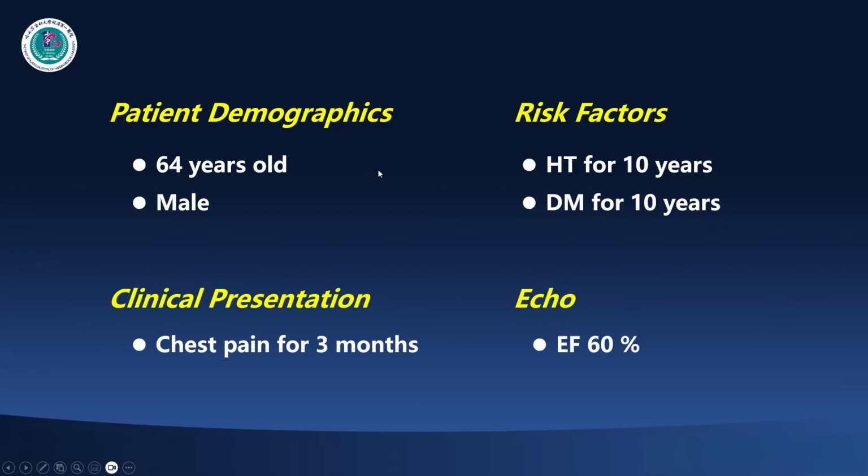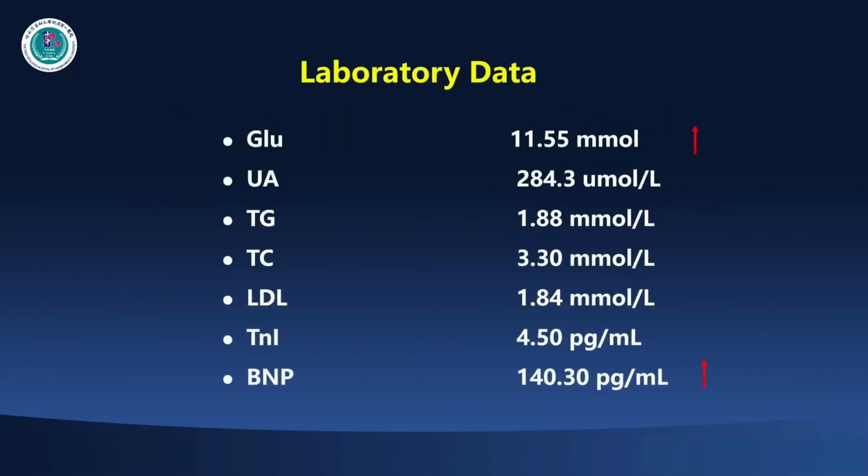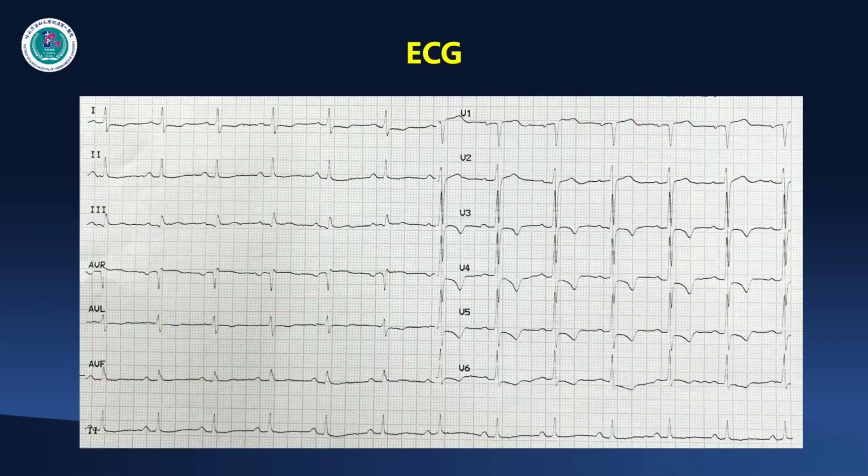This patient is a 64-year-old male who has suffered from chest pain for 3 months. The risk factors are hypertension for 10 years and diabetes for 10 years. The ejection fraction is 60%. In the laboratory data, we can see glucose and BNP are a little bit higher, and the others are almost normal.